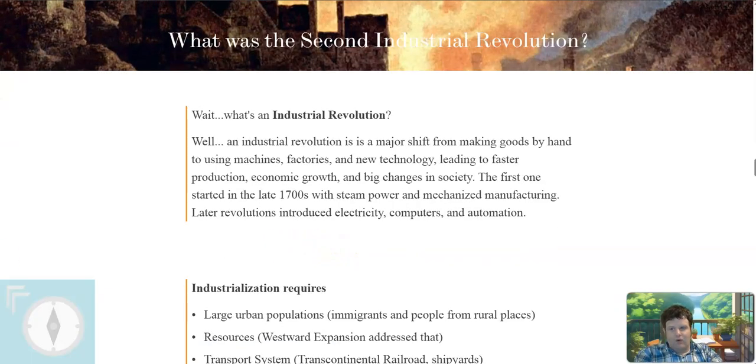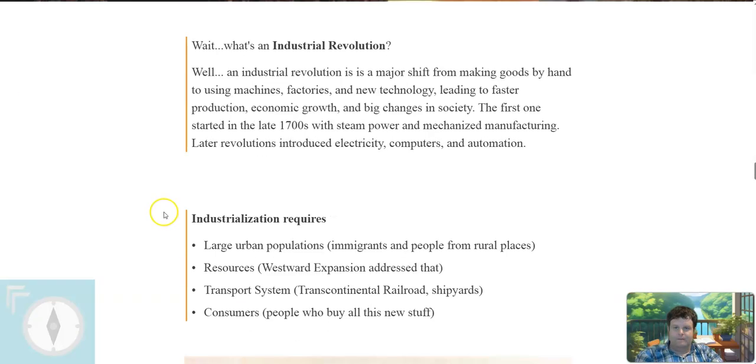Now we need to talk about what industrialization requires. Industrialization requires four things. It really doesn't matter which industrial revolution we're talking about. Roughly, you need these four things. One, large urban populations.